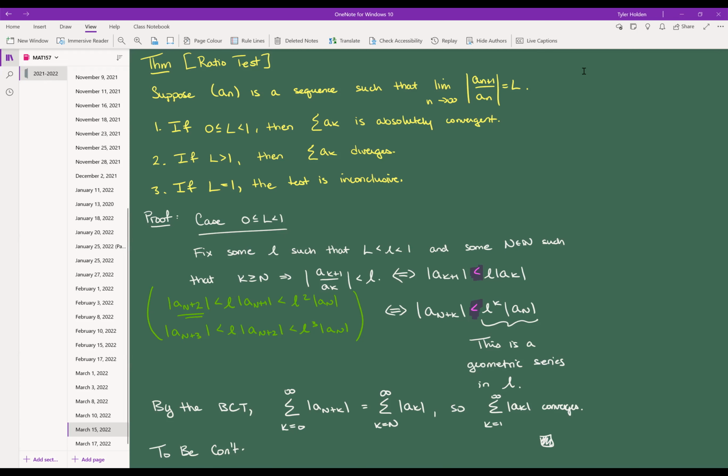Now, number three, I'm going to leave as an exercise. It says when L is equal to 1, the test is inconclusive. What we mean by that is we just can't tell. It could converge, it could diverge. When L is equal to 1, we just don't have enough information to tell.